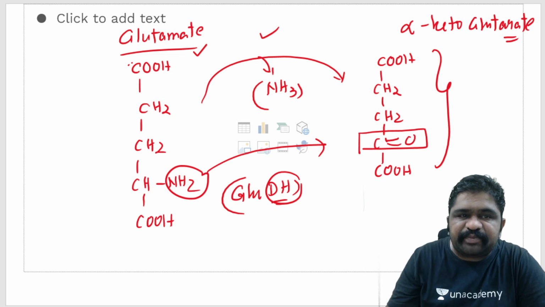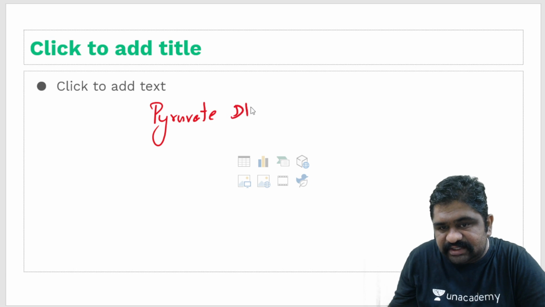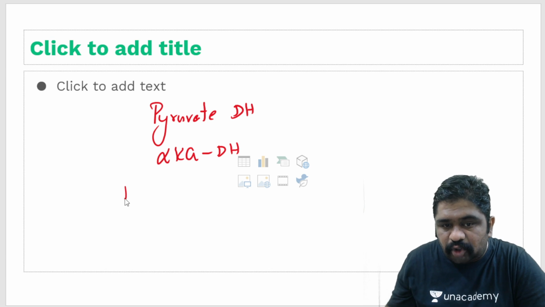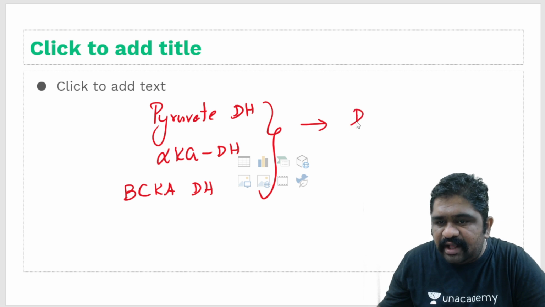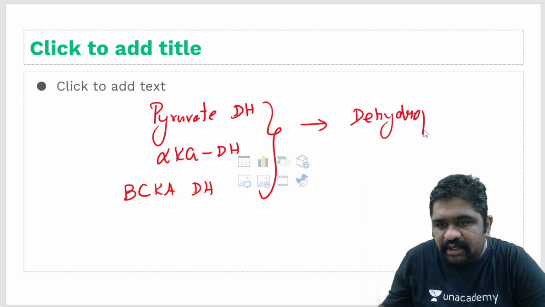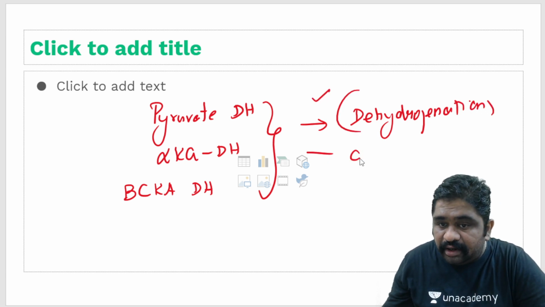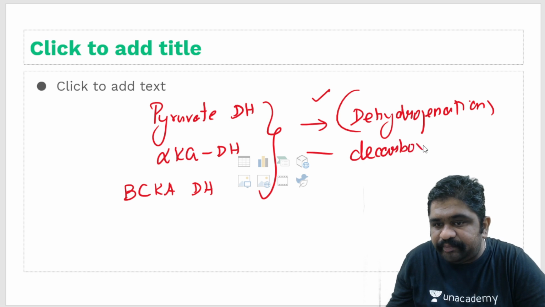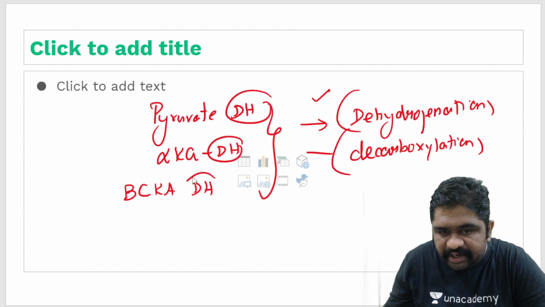Why am I saying this? For example, there is an enzyme called pyruvate dehydrogenase. There is another enzyme called alpha ketoglutarate dehydrogenase. There is also another enzyme called branched chain keto acid dehydrogenase. In all three conditions, you have dehydrogenation happening. Of course, dehydrogenation means oxidation is happening, understandable. But here, decarboxylation also will happen in these special types of dehydrogenases.